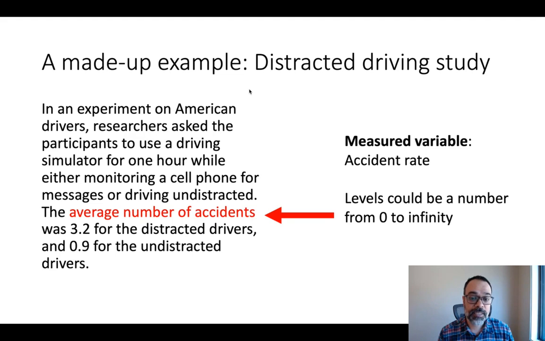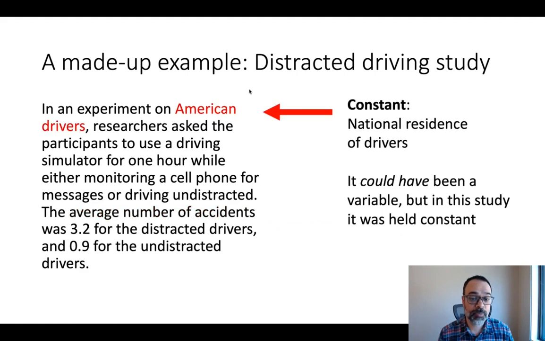Now, in addition to these variables, the manipulated variable and the measured variable, there may be some constants going on here as well. There's one that stands out to me, at least in this description, which is the national residence of the drivers. So this could have been a variable in the study. This could have been a study of distracted driving in different countries in different national settings. But in this study, it was held constant so that the accident rate wouldn't be a result of the different driving conditions or different driving norms in different countries, etc. Okay, let me do another example.